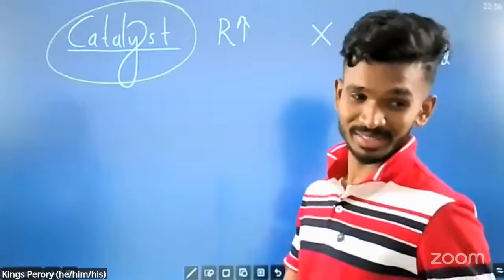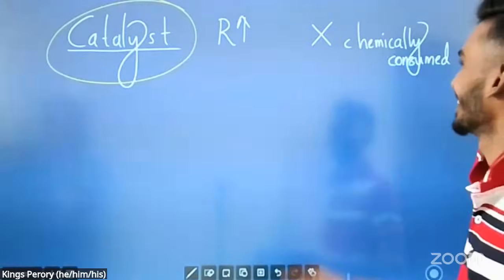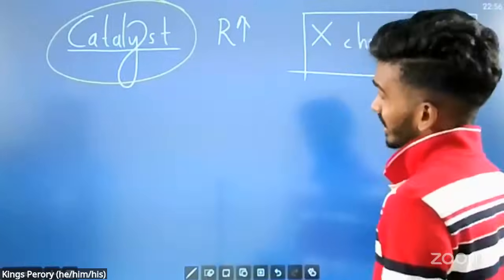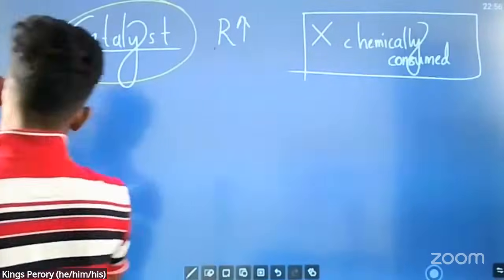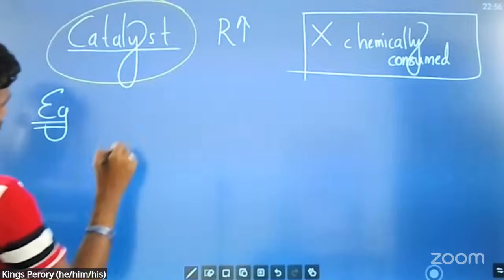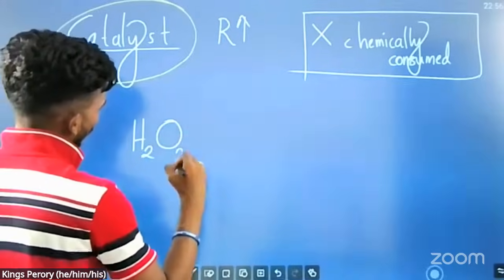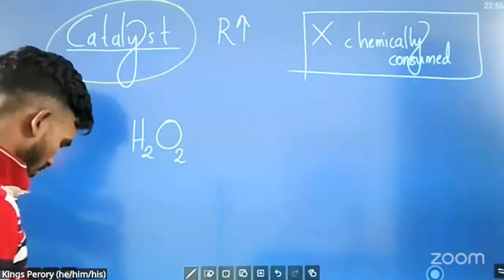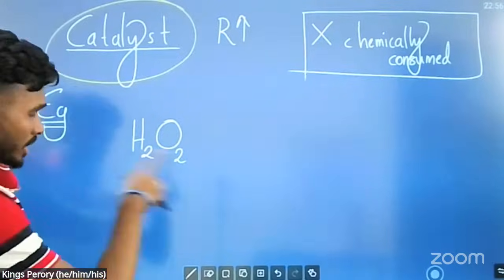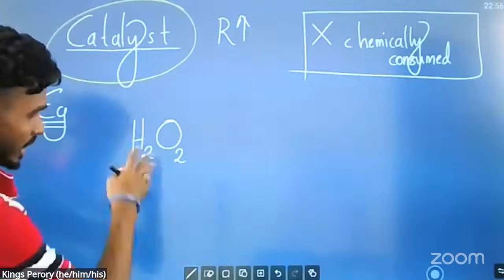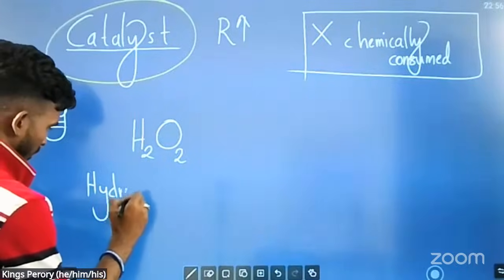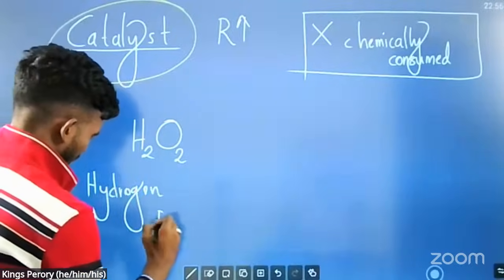So you have experience. I have more experiences. So remember, catalysts are not chemically consumed. For example, H2O2. What is H2O2? Water with a printing mistake. No, H2O2 is hydrogen peroxide.